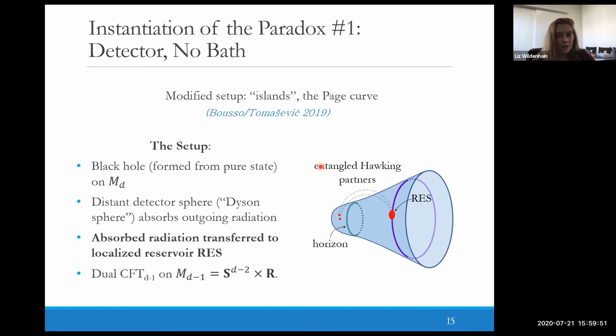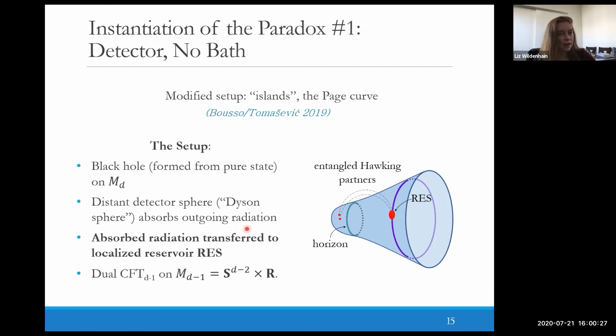Now you can also slightly modify this setup, which they do in this paper here, to produce the Page curve, which was, if you recall, the prediction of unitarity for the entropy of the radiation when we divided the spacetime into two subregions. So in the previous calculation, we just took the entire boundary to be the region of interest. But now we can divide the spacetime into two subregions and compute the entropy of just one of them, and it will demonstrate the Page curve, as we'll see.